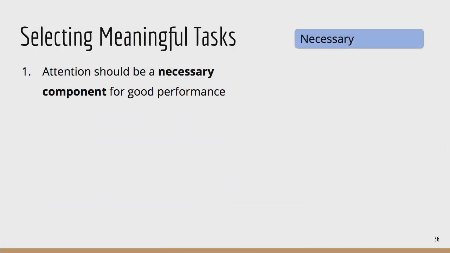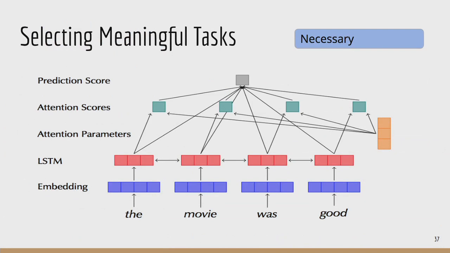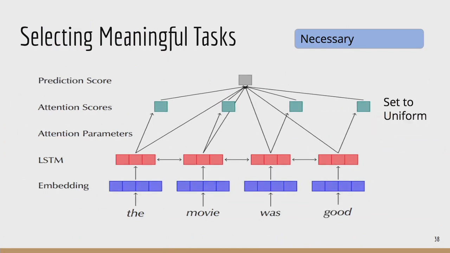So for the first criteria, we designed a simple experiment to focus on selecting meaningful tasks. And again, in this paper, we focused on recurrent architectures with a simple additive attention layer. But this can be, and has, I believe, been extended to self-attention architectures as well. And so we simply took the attention parameters or the attention scores and replaced them with a uniform distribution. And this is frozen during training. So the idea is that if this model can replicate the performance, then we've demonstrated that the attention weights, or the extra parameters provided by the attention mechanism, aren't necessarily necessary.